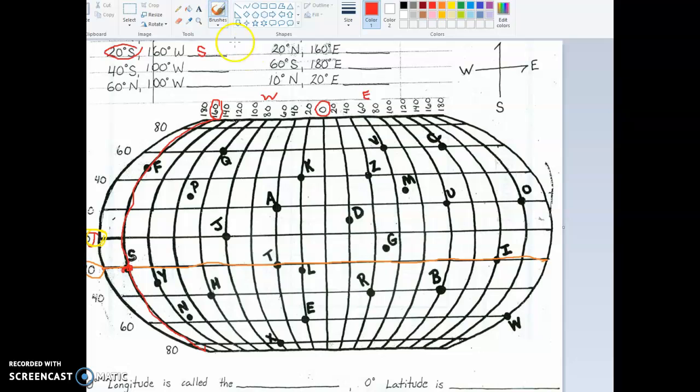Alright, so now that you've had some time to do the rest of those on your own, let's go ahead and check them real quick. So our next one here was 40 south, start at 0, come to 40 south, and 100 west, start at 0, west, there's 100, tells us that one's going to be H.